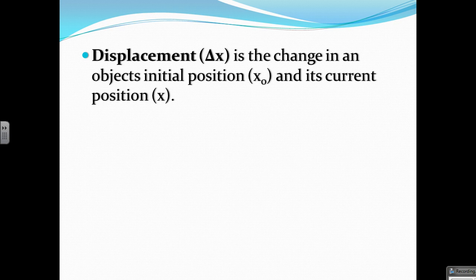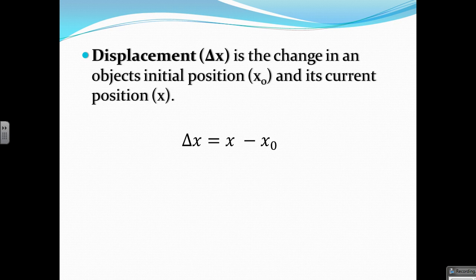Very similar to position is this idea of displacement. Displacement is the change in an object's position from where it started to where it currently is. This is different from position in the sense that position just refers to where something is in some reference frame. Displacement identifies where something is compared to some starting point.